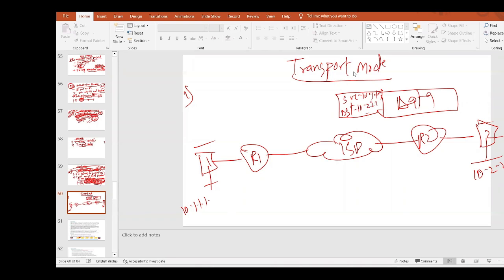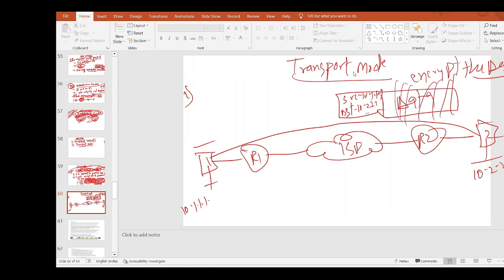Transport mode only encrypts my data. That's it, please note it down: it only encrypts the data. And it is not adding any new header. So that's why it is end-to-end encryption, called end-to-end VPN. Because the source IP and destination IP are already visible, the packet will go from this PC all the way to the end. The VPN would be from end to end.